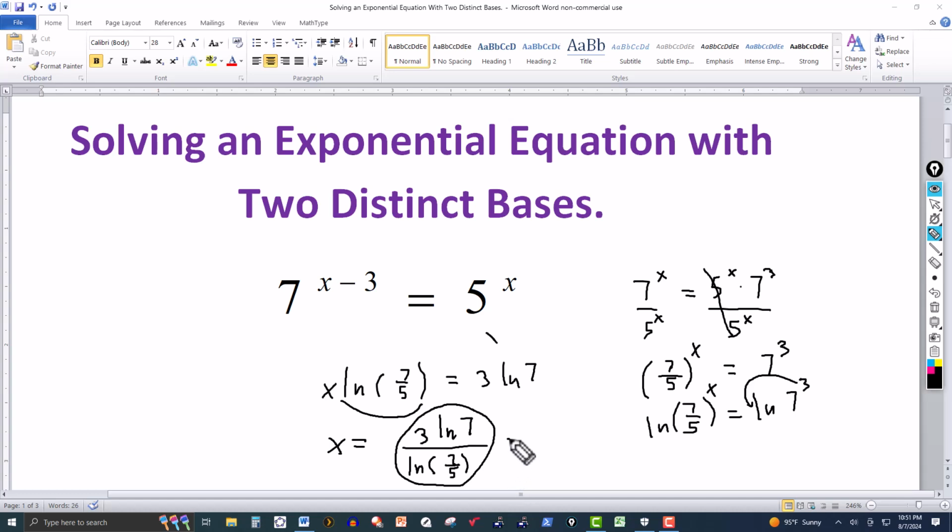If they want an approximation to a certain number of decimal places, you can go ahead and just use a calculator here, graphing calculator or scientific calculator. 3 times the natural log of 7 divided by the natural log of 7/5. And we'll run that to 2 decimal places. This will be 17.35. Again, 17.35 is the approximation to 2 places, and 3 natural log of 7 over natural log of 7/5 is the exact answer.